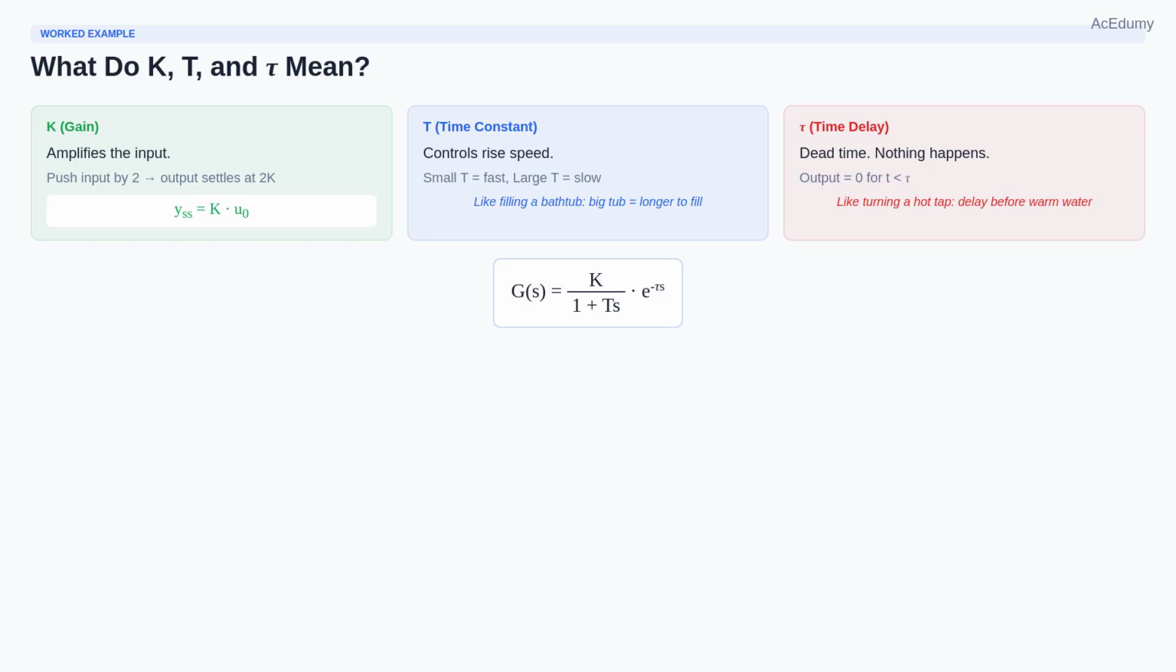T is the time constant. It controls how quickly the output rises. A small T means fast, a large T means slow. Think of it like filling a bathtub. A big bathtub takes longer to fill. And tau is the time delay. It is dead time. The system does nothing at all for tau seconds, then starts responding. Like when you turn a hot water tap, there is a delay before warm water arrives.